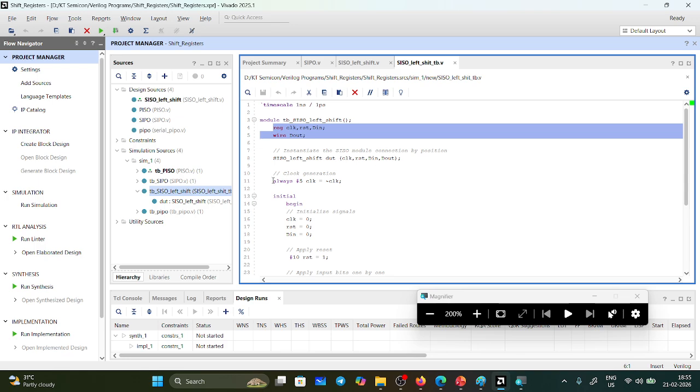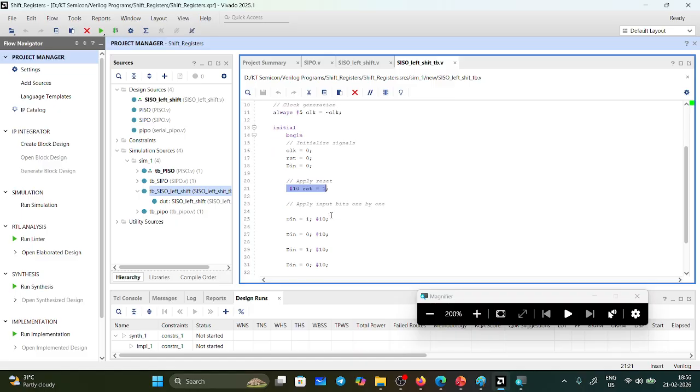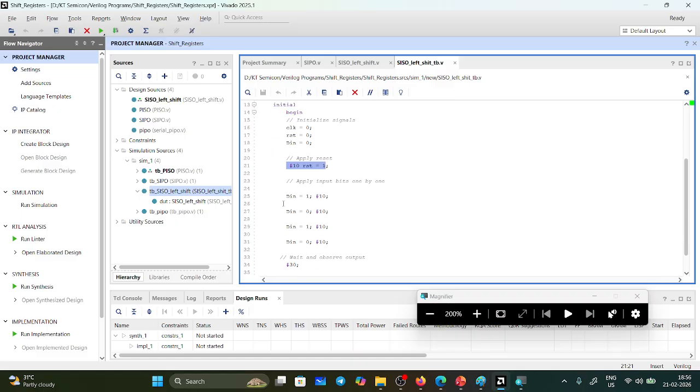And step 3 is clock generation. Always #5 clock equal to not of clock. And step 4 is you need to initialize the reg variables, initial begin, and clock equal to 0, reset equal to 0, and DIN equal to 0. After that you are asserting the reset. After 10 time units you are deasserting the reset, and you are giving some value. DIN equal to like 1, after 10 time units DIN equal to 0, and DIN equal to 1 after 10 time units, and DIN equal to 0. Okay, so you can change the values also.